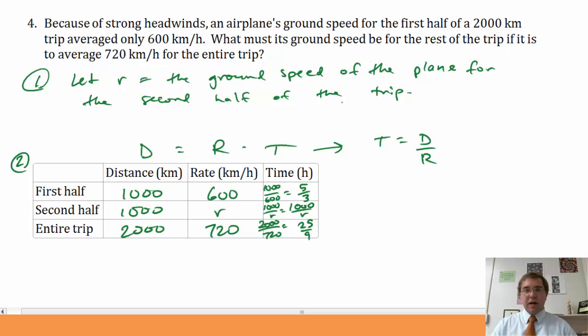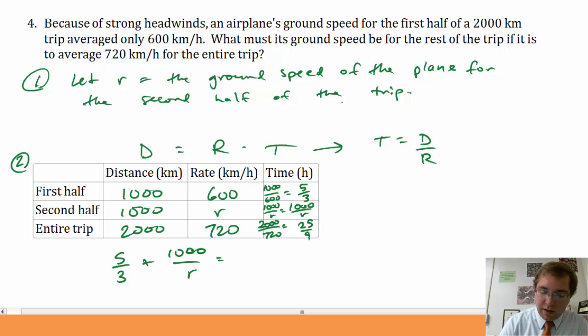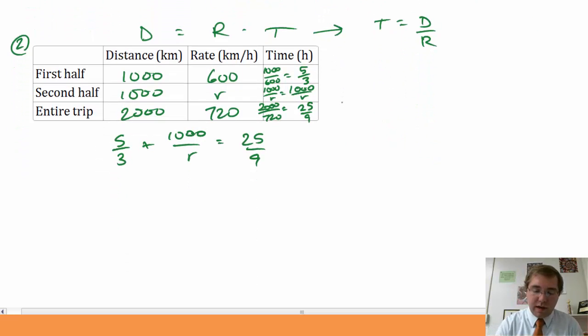Well, the times have to total what they are for the entire trip. The time for the first half plus the time for the second half has to equal the total time. So we're going to take those times and add them together. 5/3 plus 1,000 over R has to be the total time, which is 25 over 9. Okay, we're going to solve that equation. We're going to multiply everything by the common denominator. What's the common denominator? It's going to be 9R. And 9R will cancel all the denominators. So we're going to multiply everything by 9R.